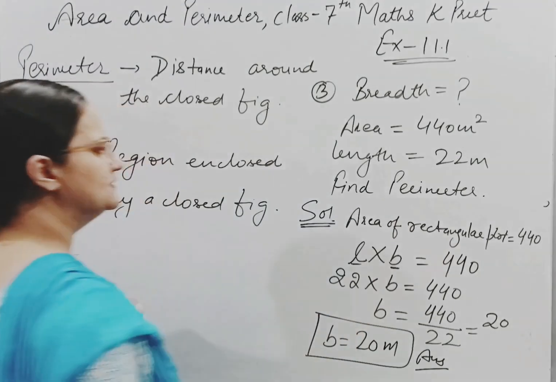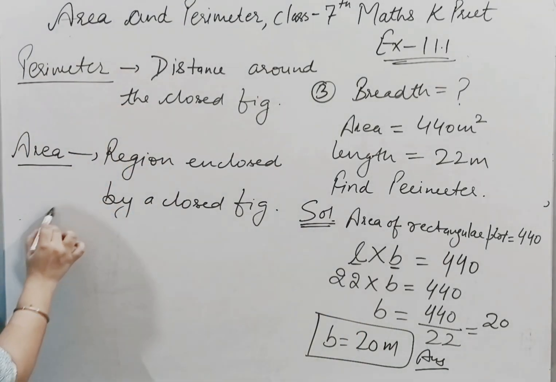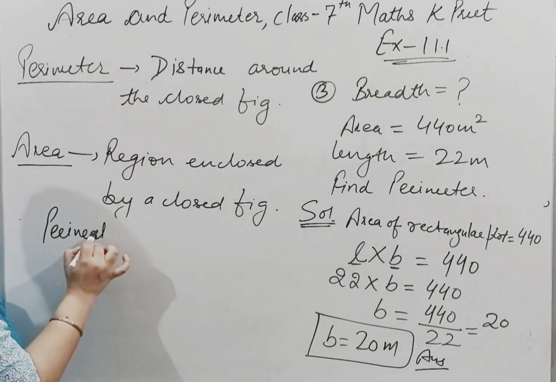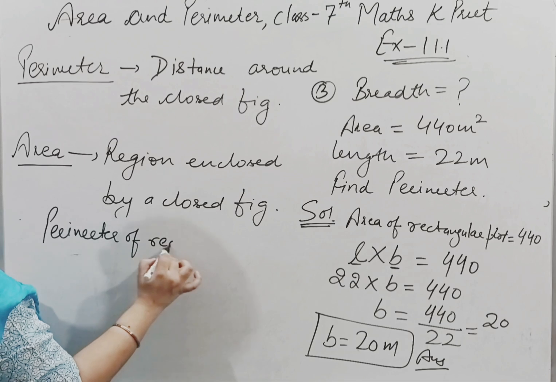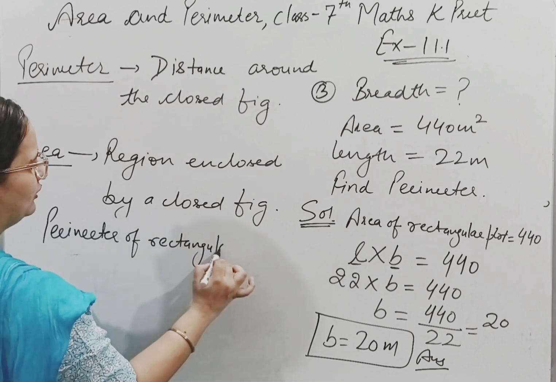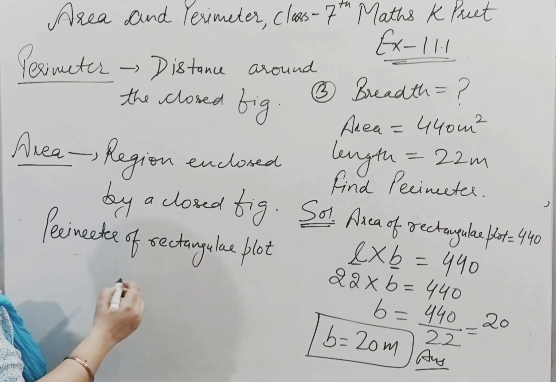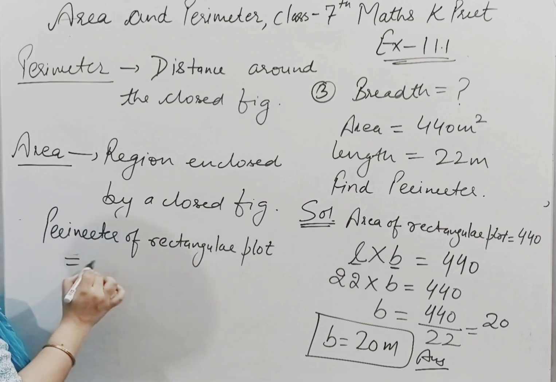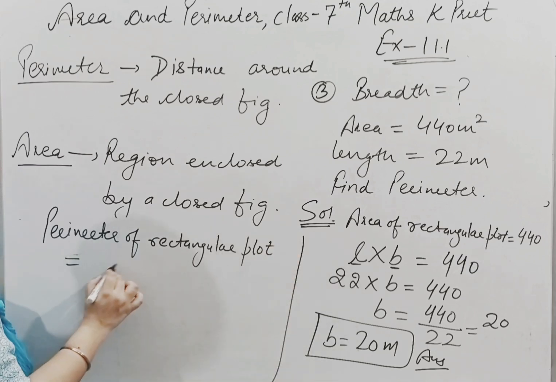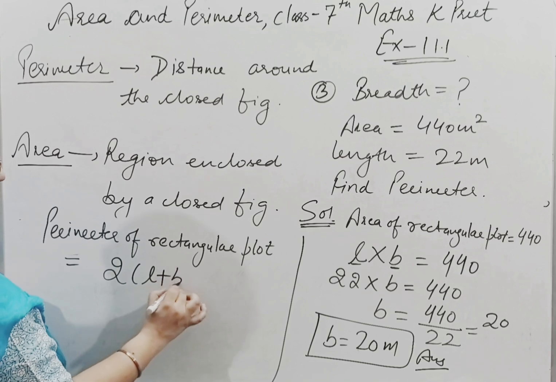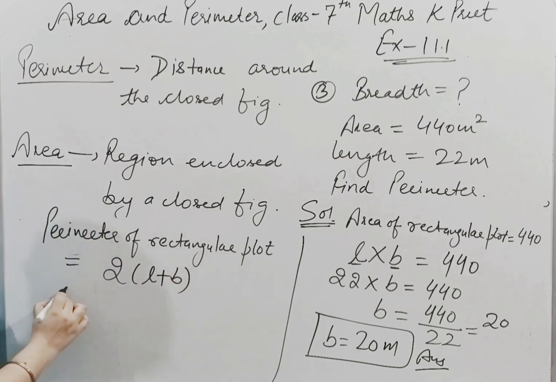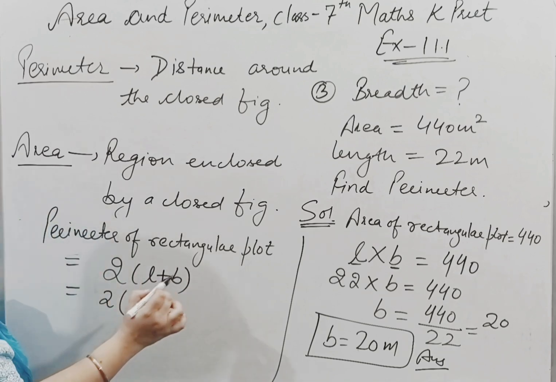Second, it is asking us to find the perimeter. So we know the formula for the perimeter of a rectangle. So perimeter of rectangular plot. Use the wording as it is given in the question. So we know the perimeter is what? This is equal to, I am writing here, 2 times (L plus B). We know how. Sum of all the sides. So 2 times L is what?